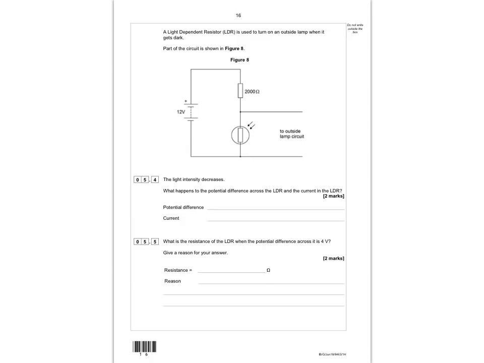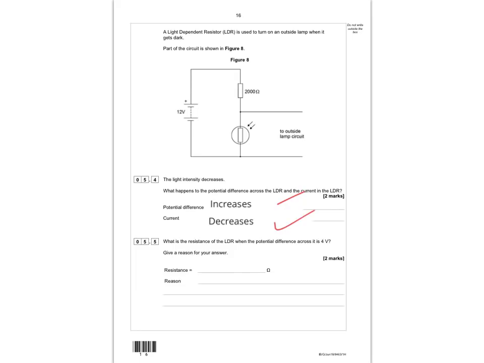So as light intensity decreases, that means that resistance is going to increase. And if the resistance of this LDR increases, it means it will get a greater share of the potential difference. So the potential difference will increase. But as the resistance increases, the current in the circuit will decrease. So potential difference increases, current decreases. And for each one of those correct, we give you a mark. So you get 1 mark for saying that the potential difference increases, and 1 mark for saying the current decreases.